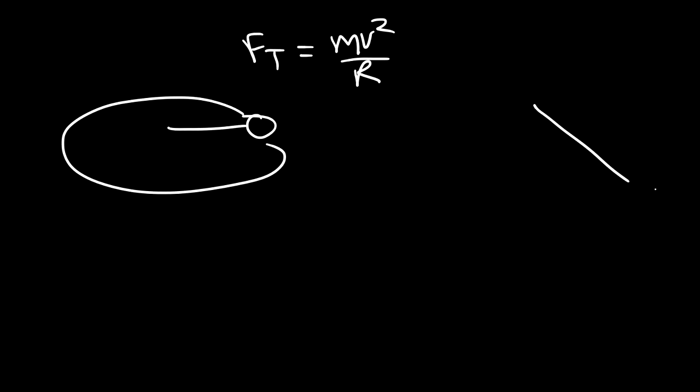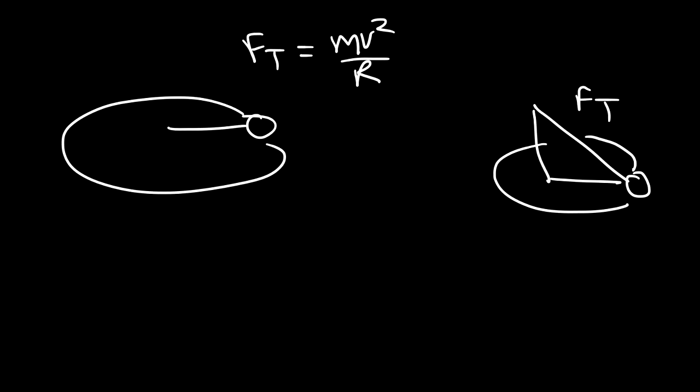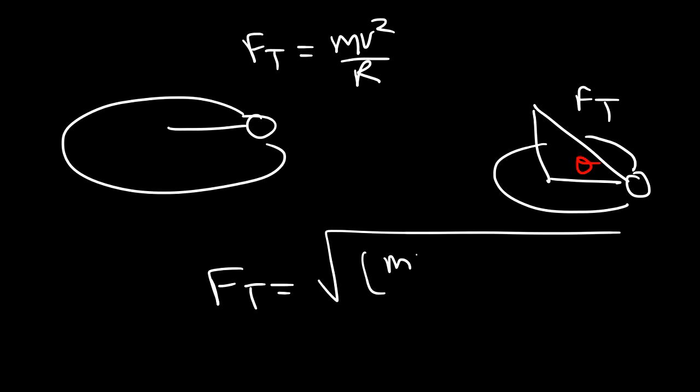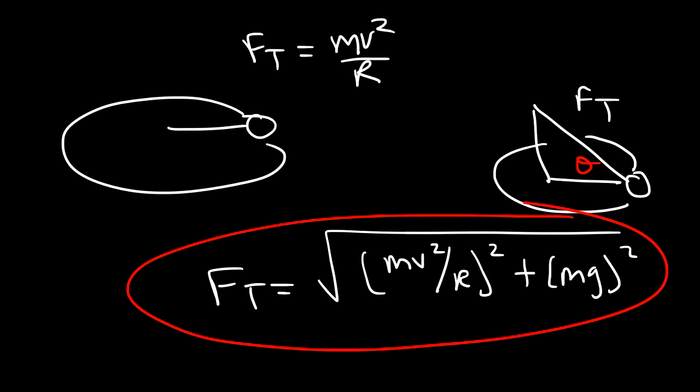If it's not, if it's at an angle, then it's different. Then you need to use this equation. It's going to be the square root of (mv squared over r) squared plus (mg) squared, if it's at an angle. But that will give you the exact answer. It's just a lot more work.